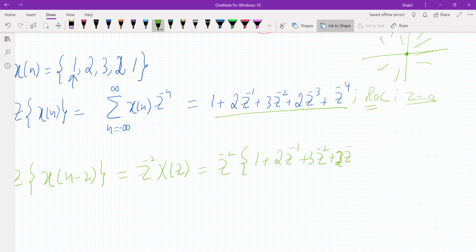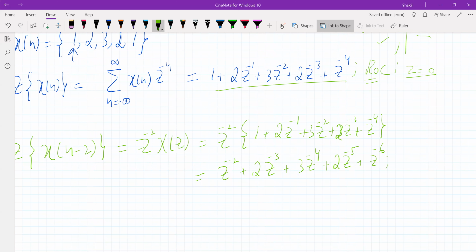So this is 1 plus 2 z minus 1 plus 3 z minus 2 plus 2 z minus 3 plus z minus 4, multiplied by z minus 2. Now taking z minus 2 inside, this will be simply z minus 2 plus 2 z minus 3 plus 3 z minus 4 plus 2 z minus 5 plus z minus 6. So again the region of convergence is the entire z plane except z equal to 0.